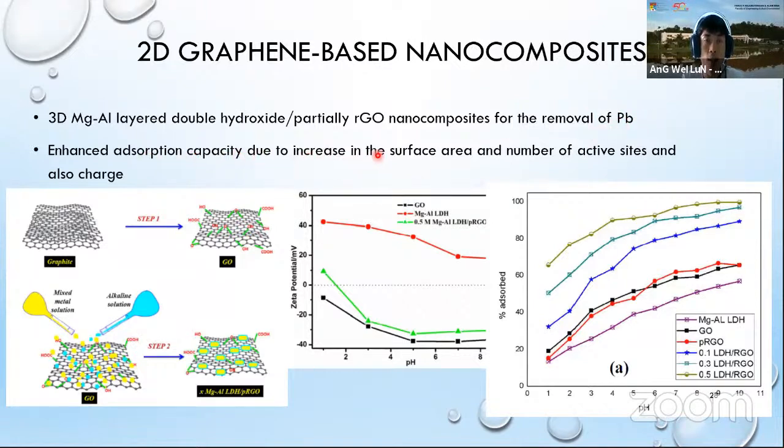Enhanced adsorption capacity is due to the increase in the surface area, the number of active sites, and also charge, okay? So imagine this is a graphene oxide layer, and then if you introduce spherical nanoparticles to it, basically you are enhancing the surface area also. If you have more surface area for interaction with the pollutants, you will be able to remove more pollutants.